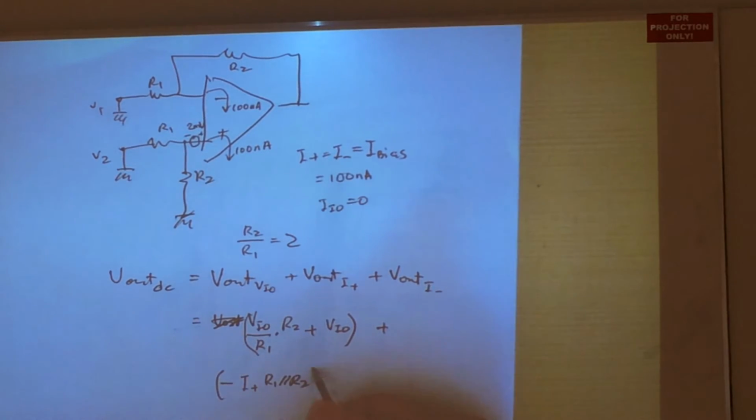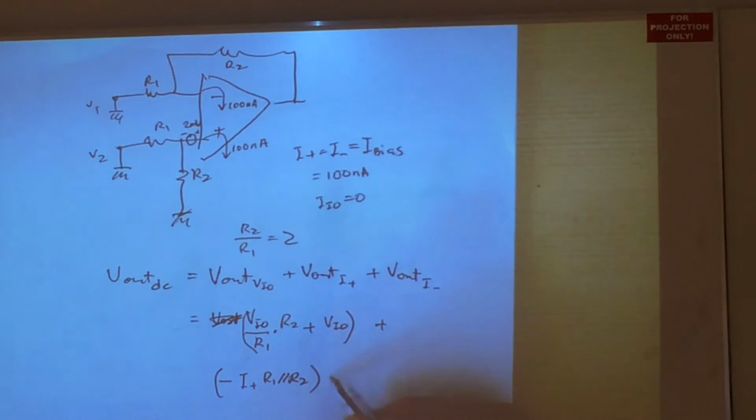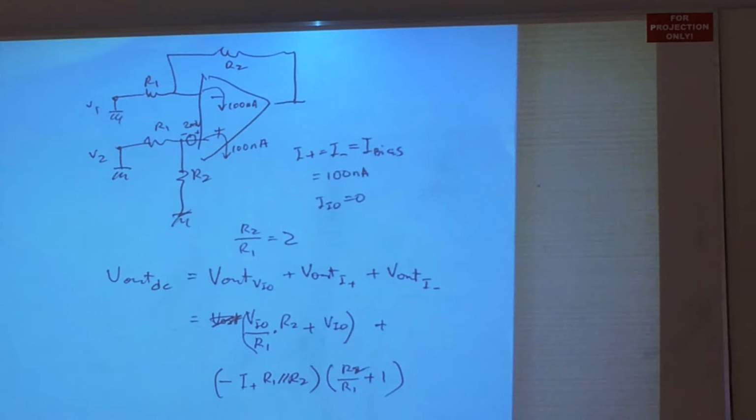So this component appears at the non-inverting input, and therefore it will be multiplied by the non-inverting gain that you have derived up here, which is R2 over R1 plus 1. Alright? So that is the voltage due to I plus appearing at the output. Alright? And then you add up with the voltage that is contributed by I minus.